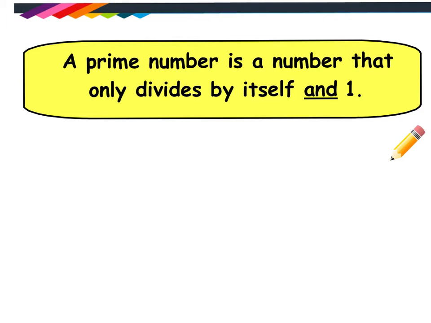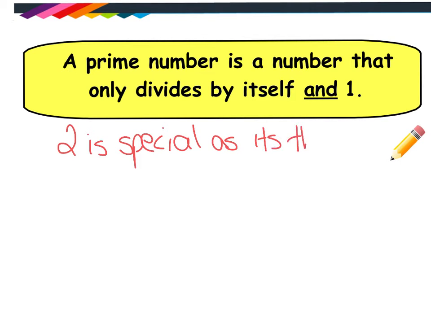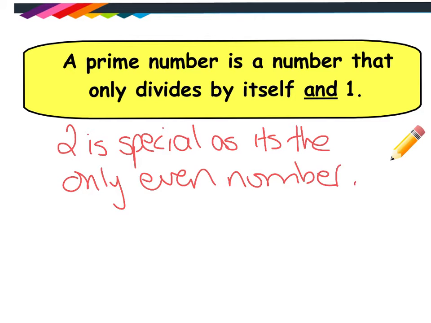So here is your definition. A prime number is a number that divides only by itself and 1. And number 2 is special as it's the only even prime number. So basically, other than the number 2, we can rule out all even numbers as being prime, and we can just focus on our odd ones, because any even number divides by 2 and something else, therefore it's going to have more than just 2 factors.